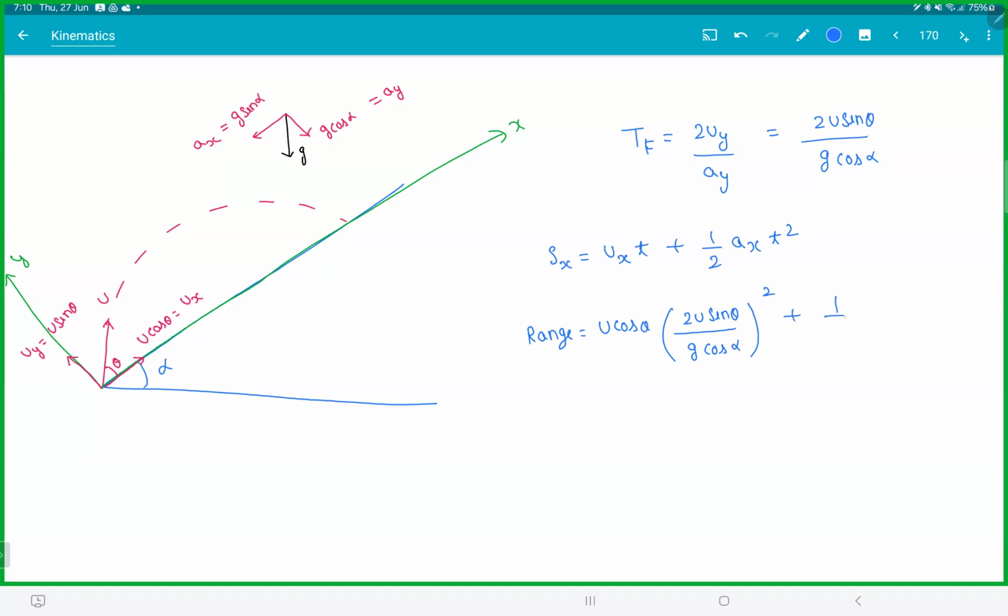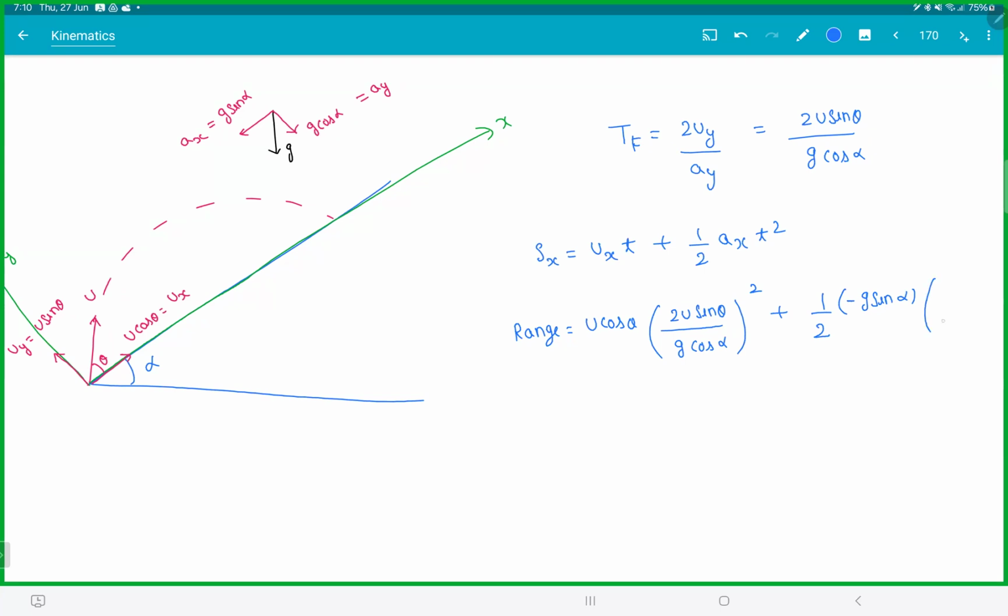And remember here, the acceleration is negative because it is opposite, minus i cap. We have taken the upward direction as plus i cap, so it is opposite. And this would be 2u sin theta by g cos alpha, squared. There, you can simplify that and you'll get an answer.